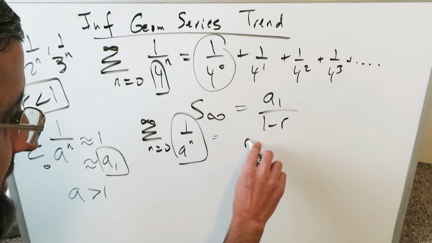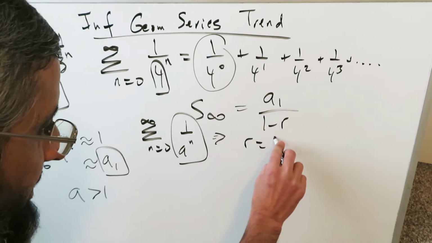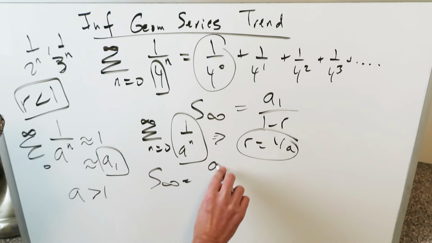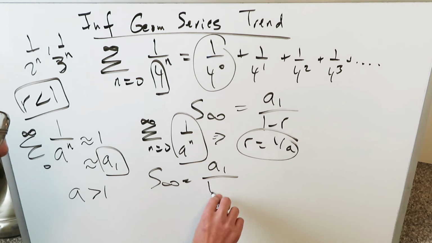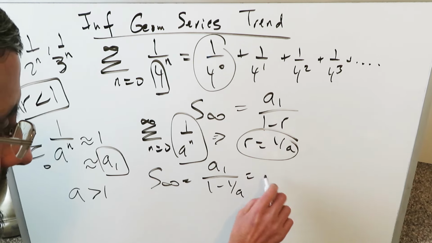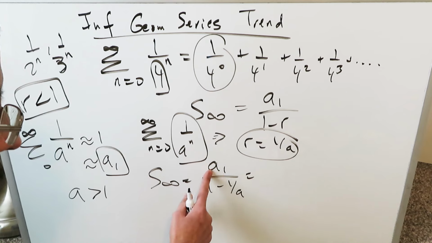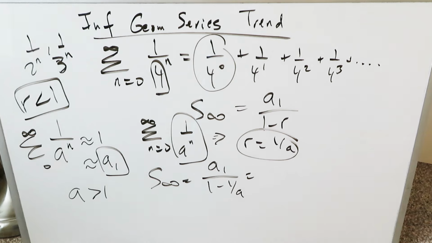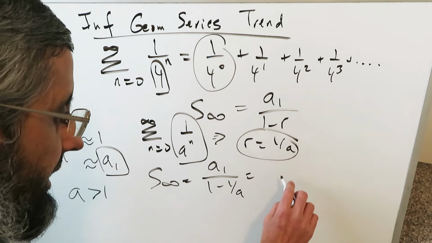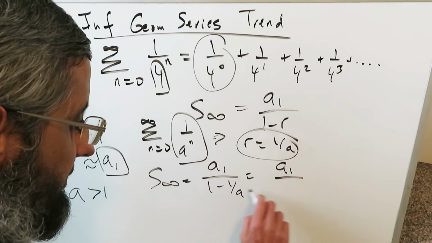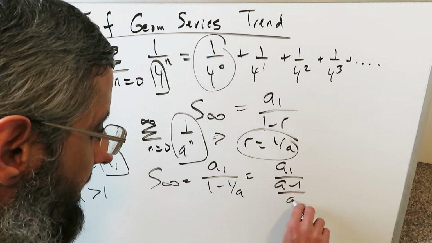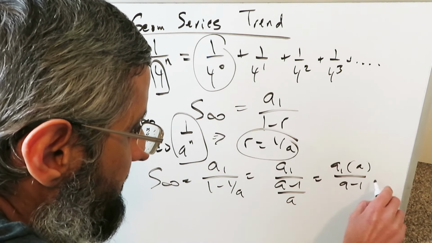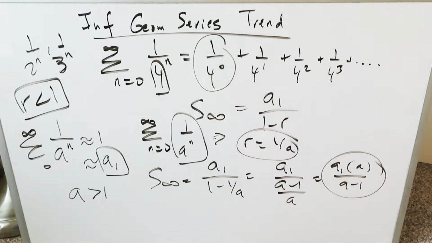I told you the common ratio here is exactly what you see. It'll be 1 over a. The sum of the series in terms of infinity will be your a1 term divided by 1 minus 1 over a, which is your common ratio. And what will this be? What's your a1 term for all of these? It's always 1 divided by something to the power of 0, and it'll be 1, but I won't write it out like that. I'll just keep it as a1. You do the fraction algebra, a minus 1 over a, and what are you getting? a1 times a divided by a minus 1. That's what you're getting.